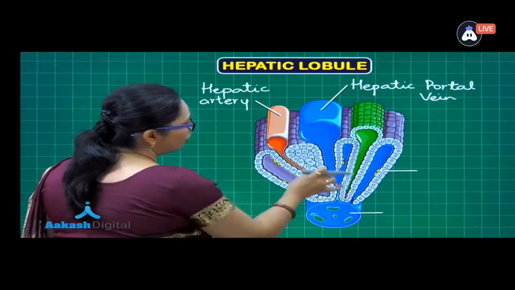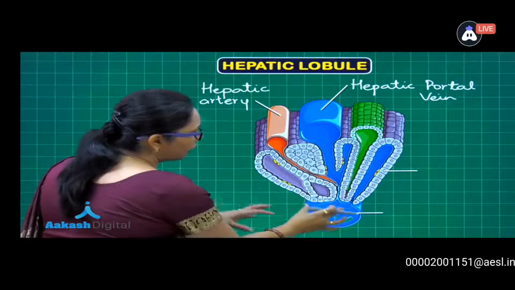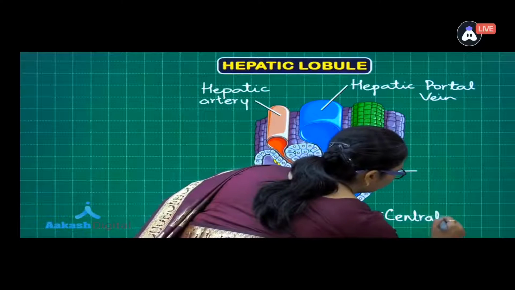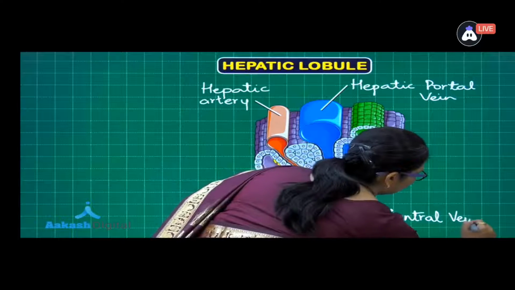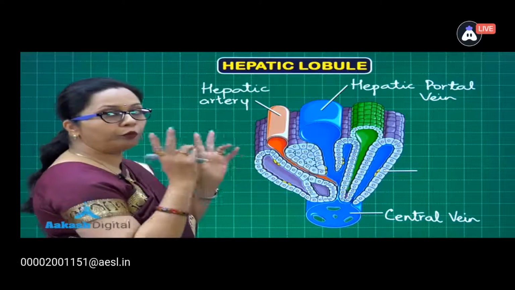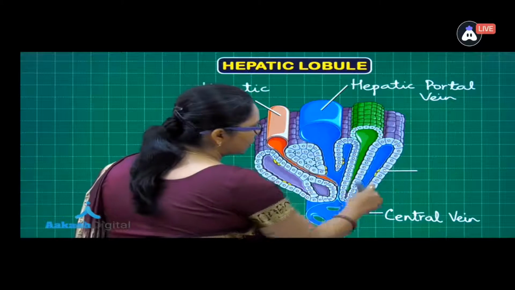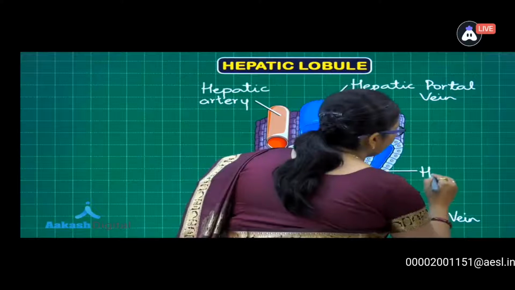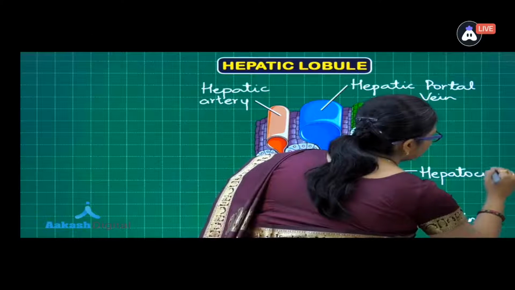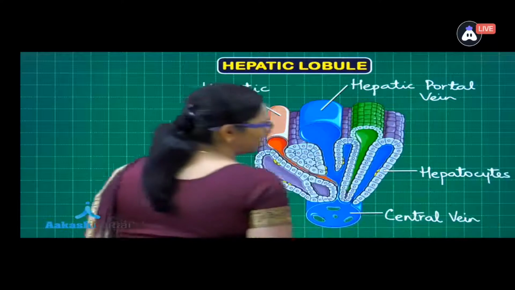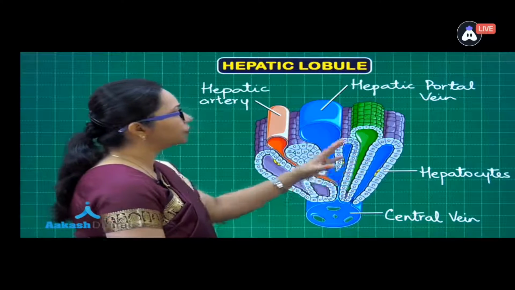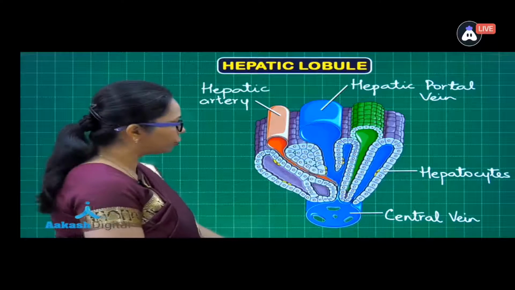And both of these are opening into the sinusoid, which is ultimately draining the blood into this central vein. Now, in this hepatic lobule, two important cells are there. One is these rectangular cells that we can see, these are the hepatocytes. These hepatocytes have a number of functions, the secretion of bile, synthesis of urea, all those functions are carried out by these liver cells or the hepatocytes.